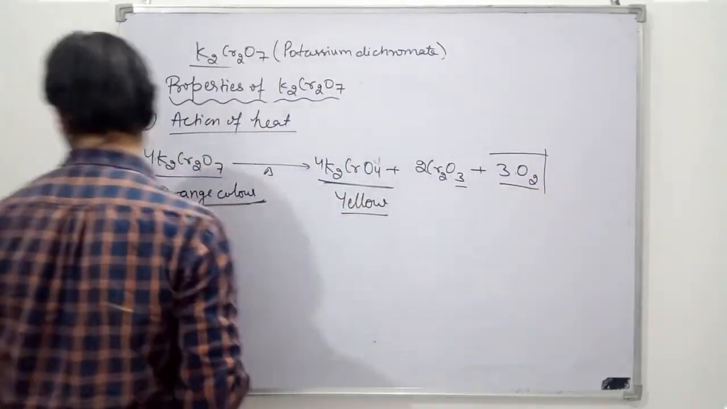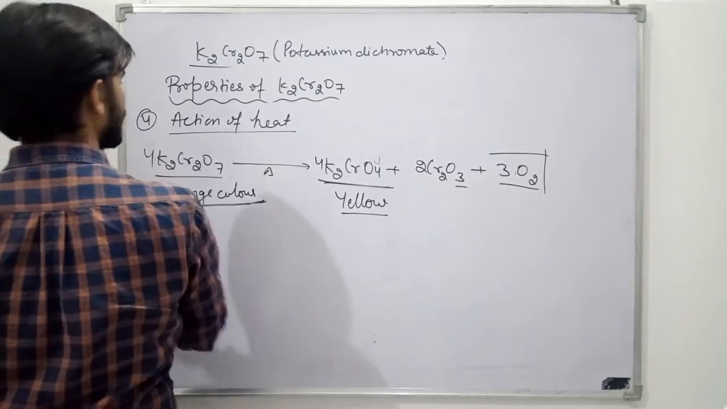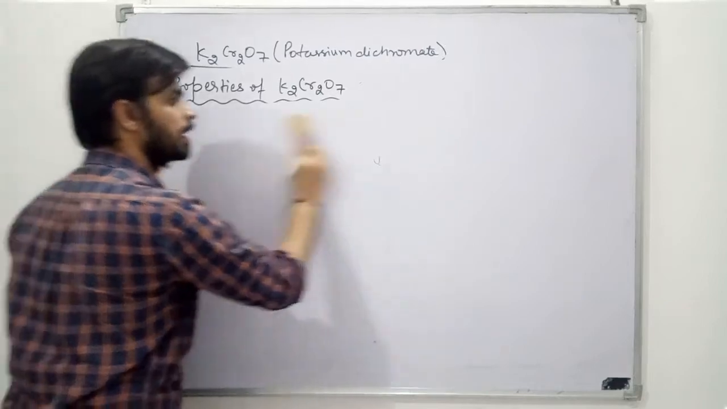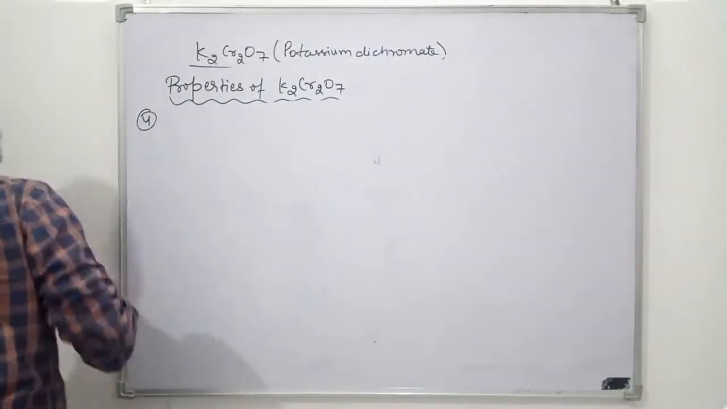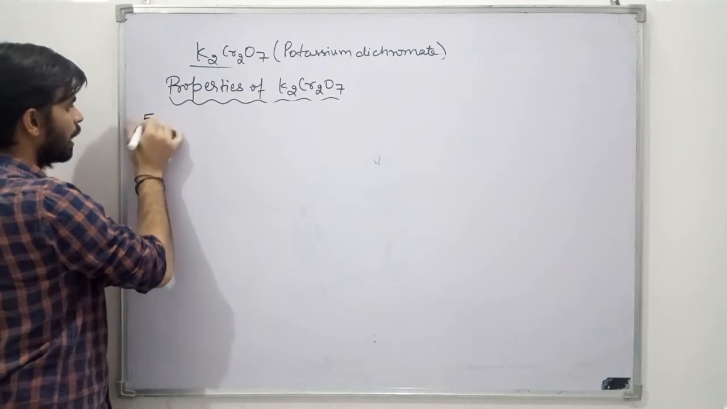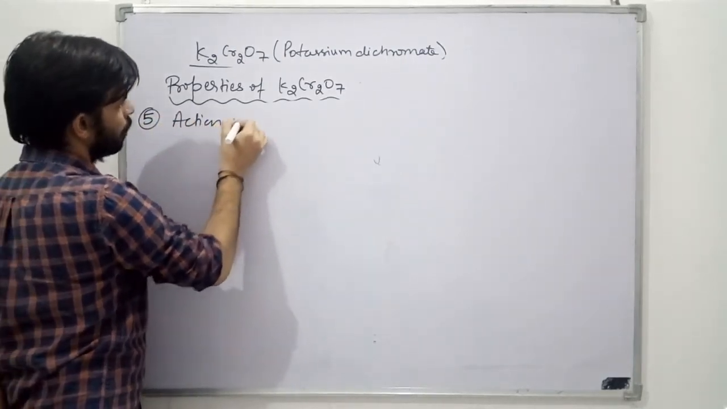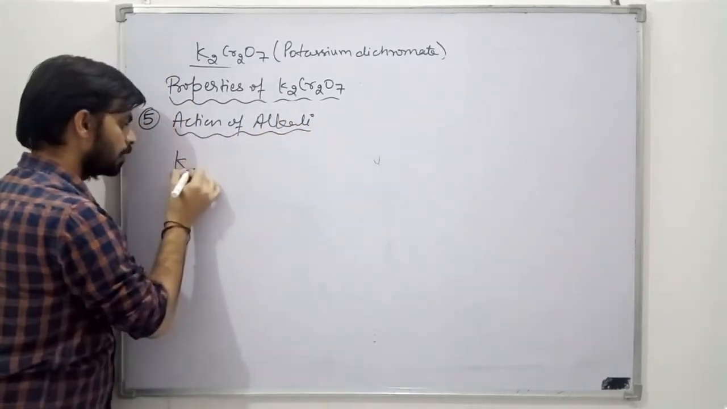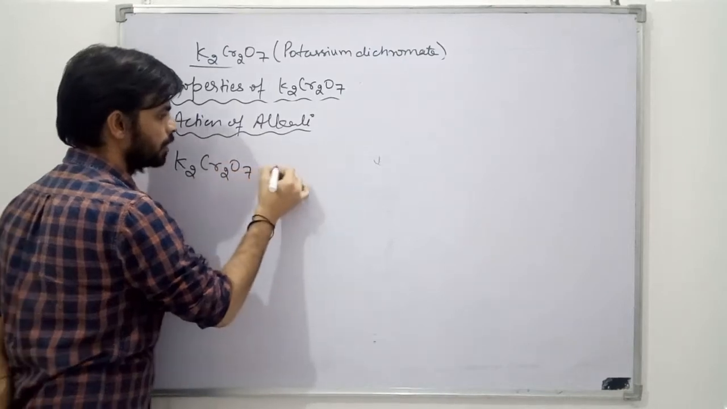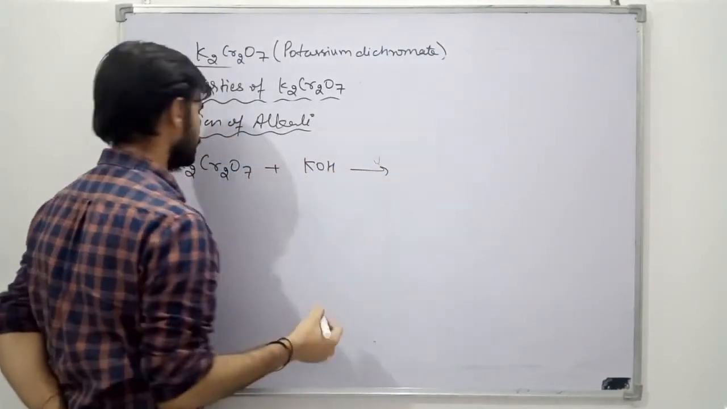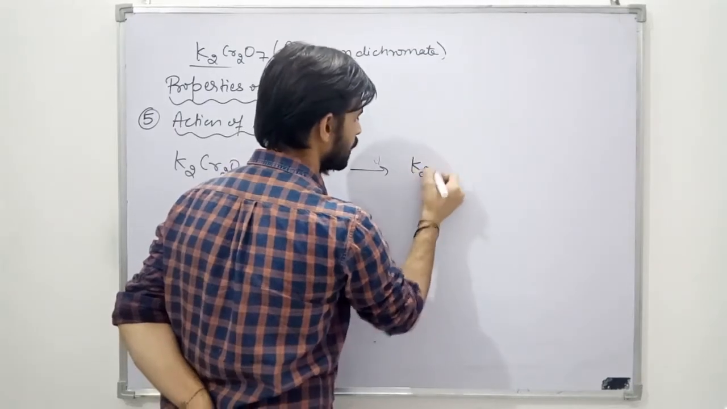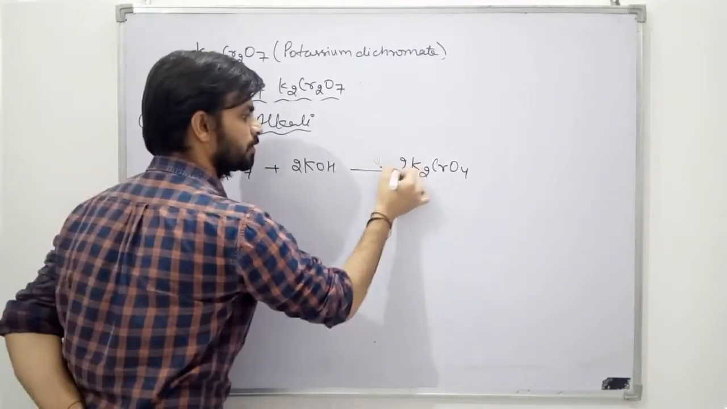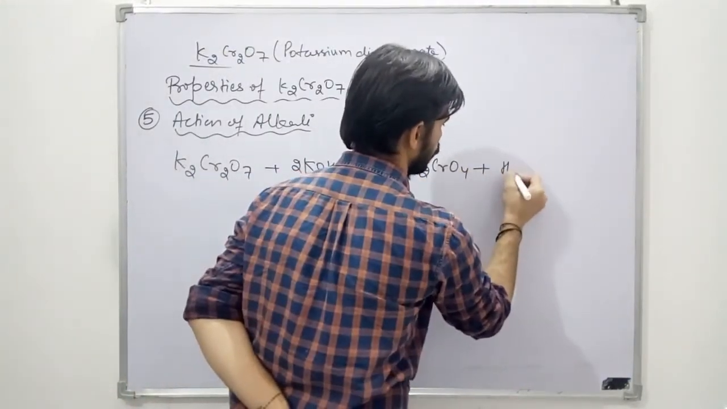Oxygen is released. Now action of KOH, or alkali. Fifth point is action of alkali. When we treat potassium dichromate with potassium hydroxide, then potassium chromate is formed again. So we have to convert it into this and H2O.